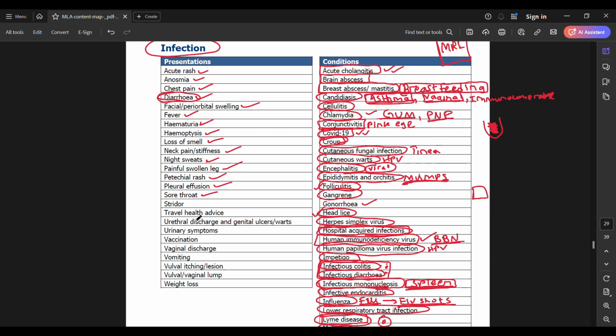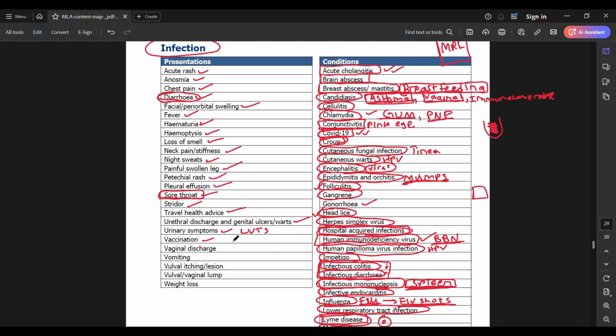Next, you have your sore throat, right? Could show up in a number of different conditions. In particular, they love to test sore throat in the context of tonsillitis. Next, you have stridor, epiglottitis. So know what stridor is, and also travel health advice. So travel history, very, very important. Whenever you're asking or talking about infections, travel history is really important. Urethral discharge, ulcers, warts, your genital tract infections, urinary symptoms, your lower urinary tract symptoms, your frequency, burning, right?